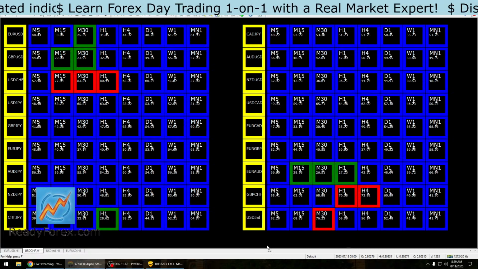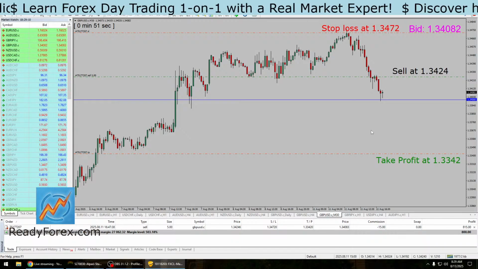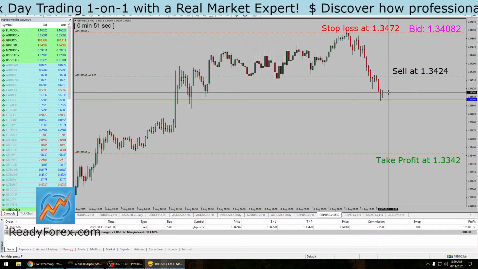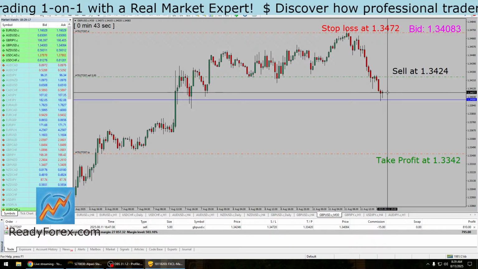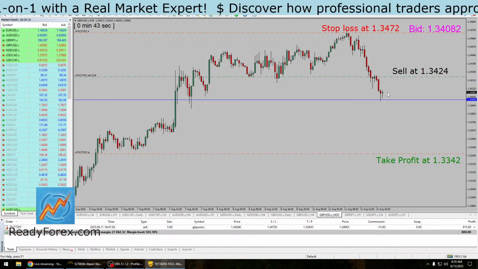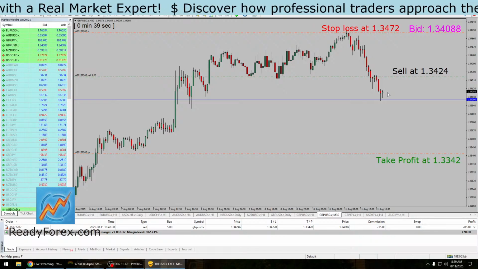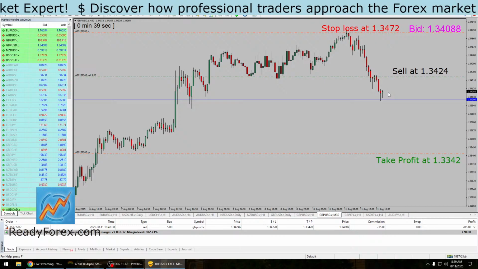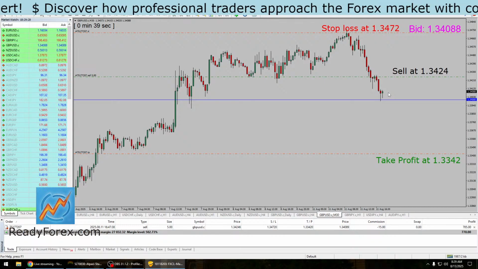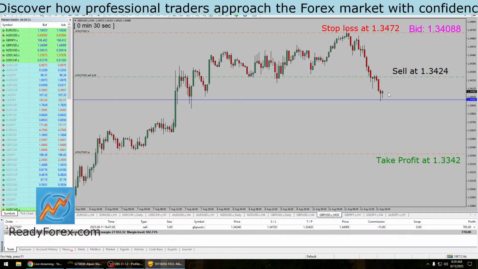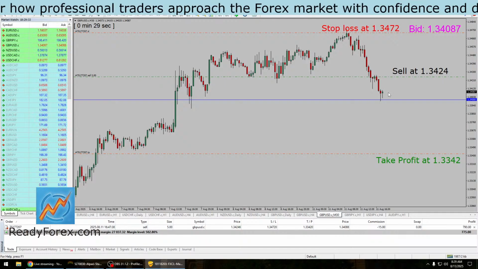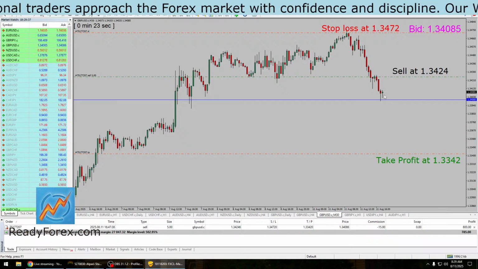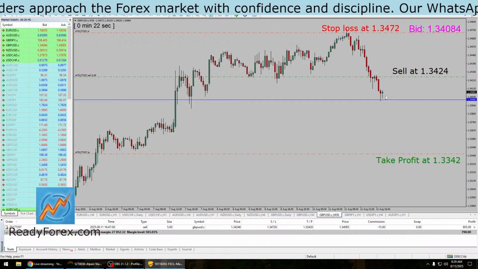Okay, let's go back to the trade terminal. Seems to me price action is trying to bounce back up over here. The current price is 1.3408 in GBP versus US dollar currency pair. So a good idea is to just wait.